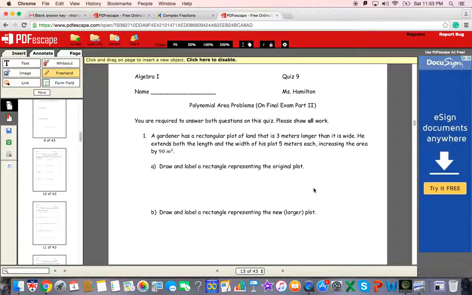But they want us to first draw the original plot of land. So I'm going to go ahead and draw that original plot of land. It is rectangular, so we should know what a rectangle looks like. This kind of resembles a rectangle, but it's not perfect. We know that it is 3 meters longer than it is wide. So if we call the width W, then its length is 3 meters longer, so it's W plus 3.